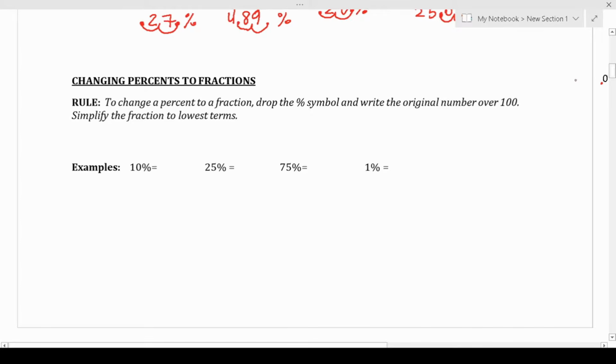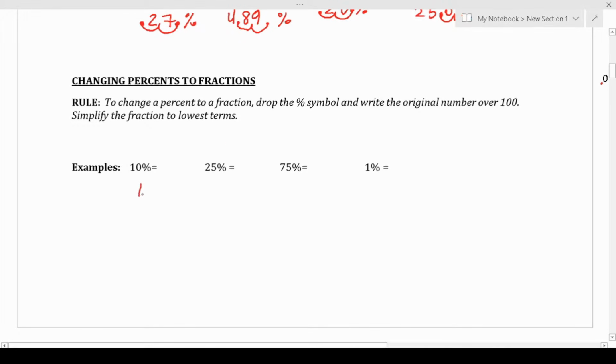Let's take a look at how to change percents to fractions. At the beginning of this video, I mentioned how to do that. Again, to change a percent to a fraction, of course, you drop the percent symbol, and then you write the original number over 100, and then you simplify the fraction to its lowest terms.